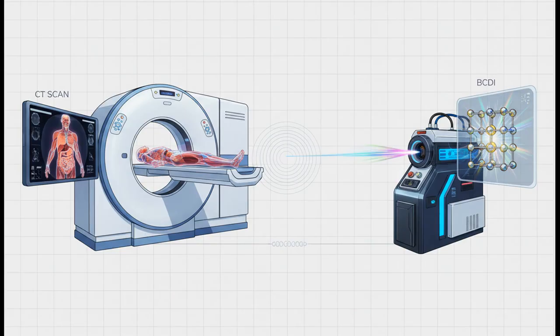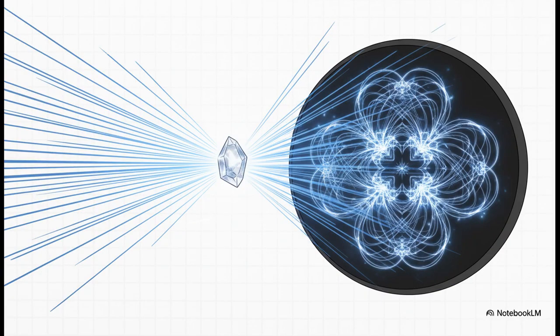And the answer is this incredible technology called Bragg coherent diffractive imaging, or BCDI. Probably the simplest way to wrap your head around it is to think of it like a CT scan. But instead of imaging your body, it's so powerful, it can build a 3D image of the arrangement of individual atoms inside the crystal. So here's how it works in a nutshell.